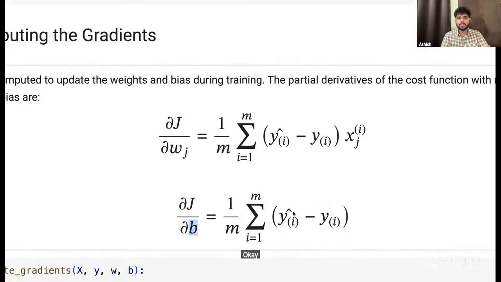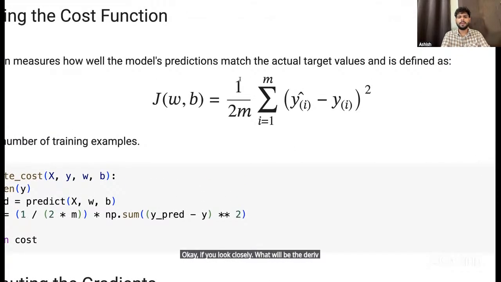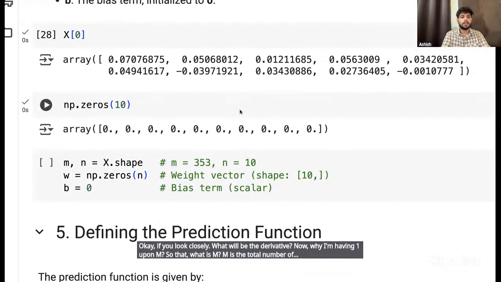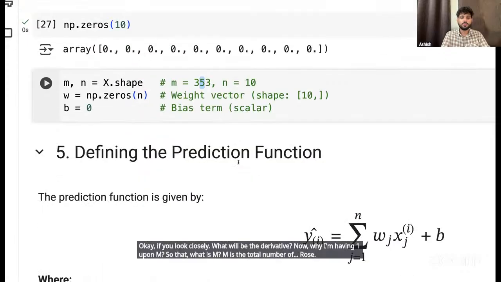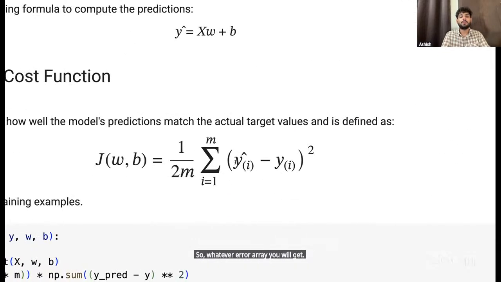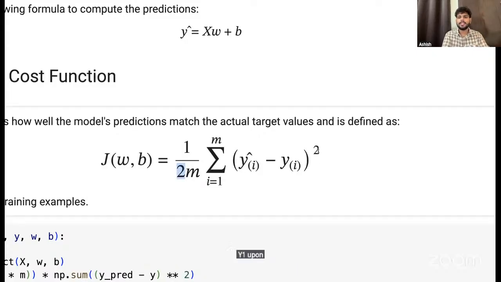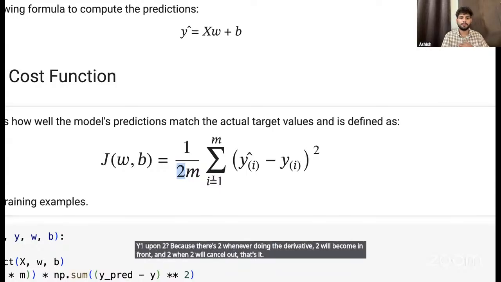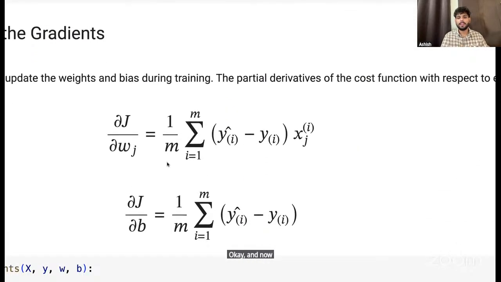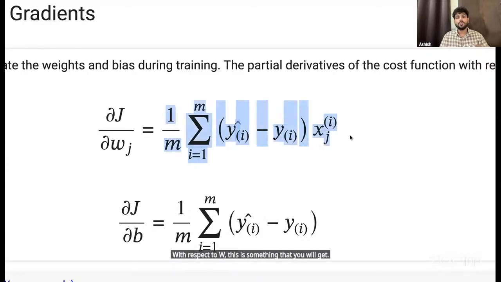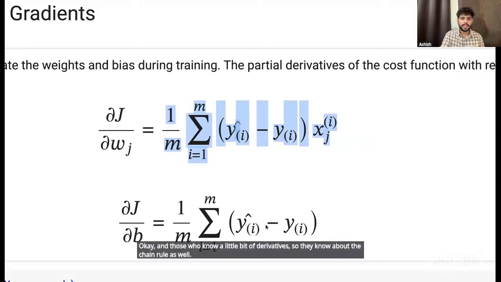If you look closely, what will be the derivative? Why do I have 1 upon m? What is m? M is the total number of rows. So whatever error you get, by writing 1 upon m, you get the average error per row. Why 1 upon 2? Because whenever doing the derivative, the 2 will come in front, and the 2 and 2 will cancel out. That's it. Now if I am doing the derivative with respect to W, this is what you will get. Those who know a little bit of derivatives know about the chain rule as well, and the same goes here.